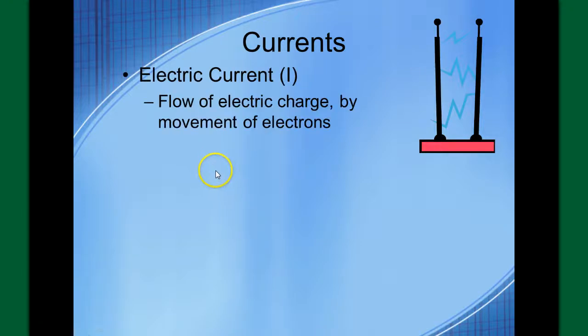The definition of an electric current is simply the flow of electric charge by movement of electrons. You know that the electrons are what is involved in electricity, and when they move from one place to another, that's defined as a current, as an electric current.